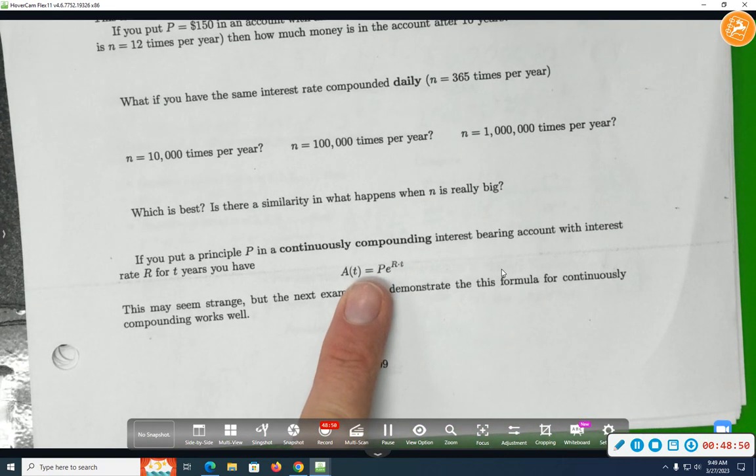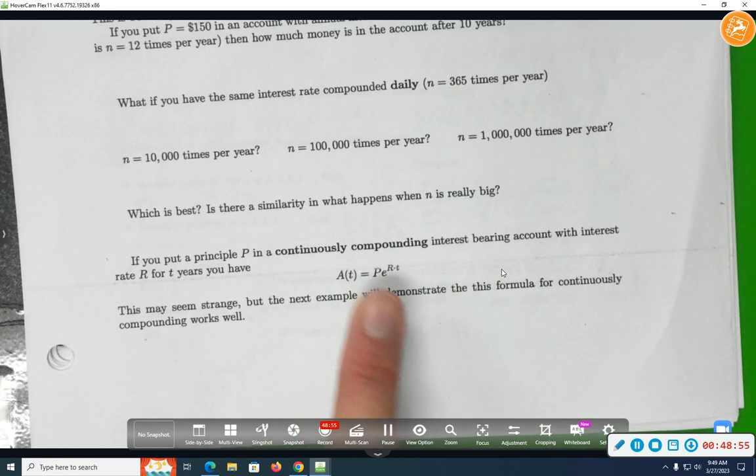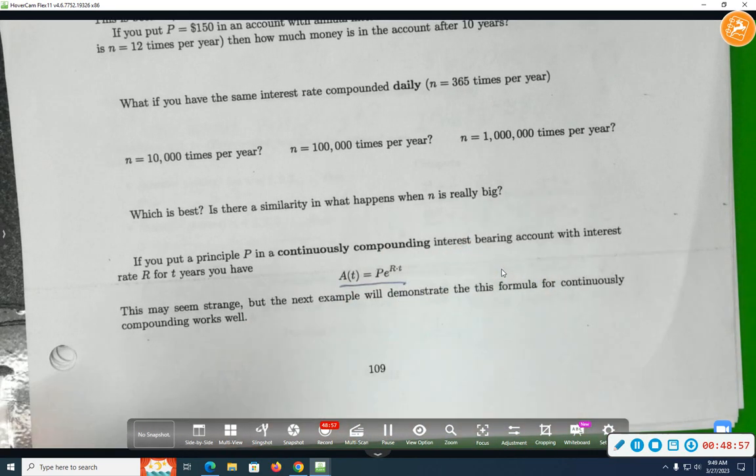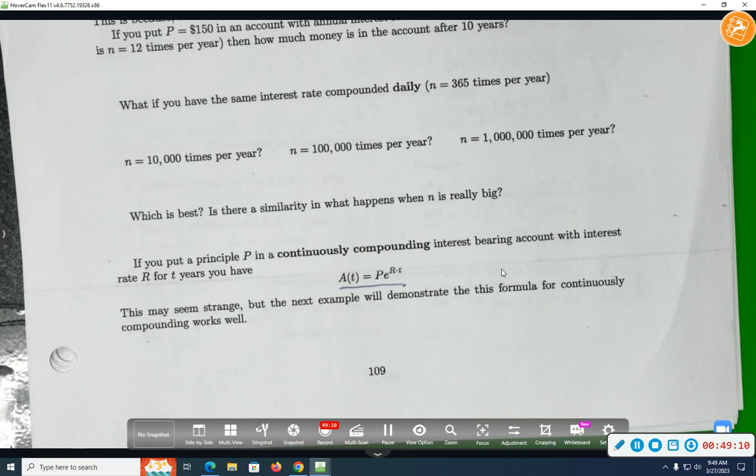Sometimes you'll see advertised a continuously compounding interest rate. This continuously compounding interest rate will be given by taking the initial investment, the principal, P, multiplying by the natural exponential e raised to the RT. And you might think to yourself, what the heck is Euler's number e doing there? And this is actually where Euler's number comes from.